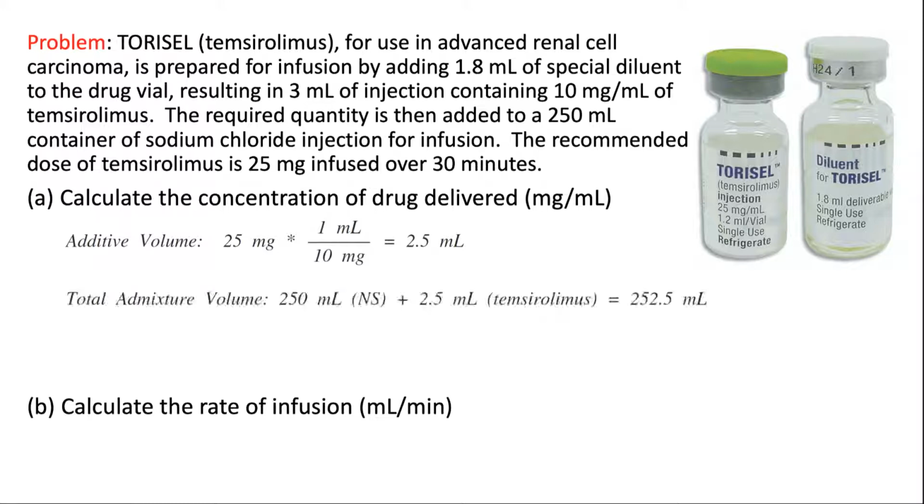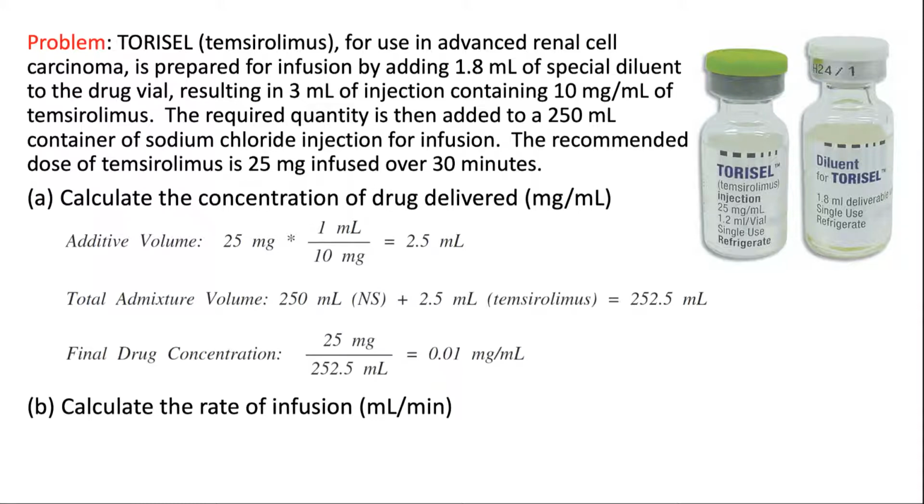Okay. What am I doing with that drug? I'm adding the 2.5 milliliters of the temsirolimus to a bag that already contains 250 milliliters of normal saline. So remember, drug volumes are additive, so the total volume in that bag, once I've added my drug, is going to be 252.5 milliliters. So hopefully that makes sense. That's the total volume of both the bag and the drug additive. The volume is 252.5 milliliters, and we said that would provide 25 milligrams of drug.